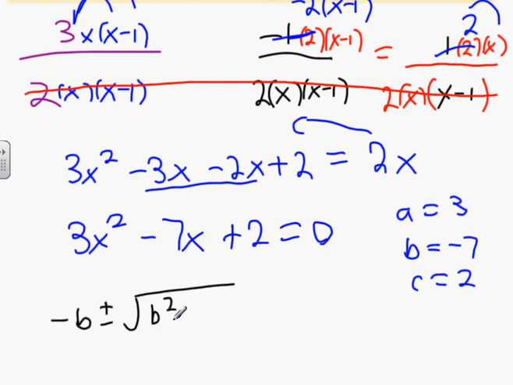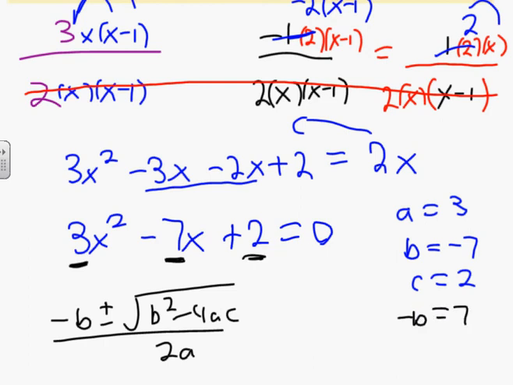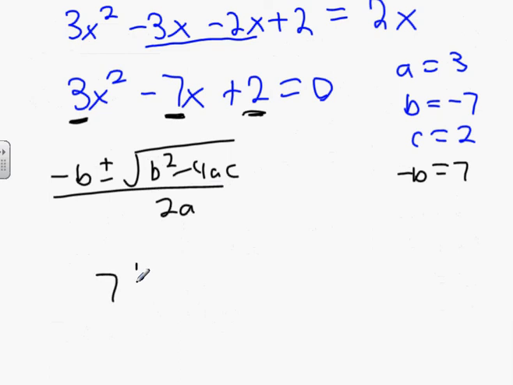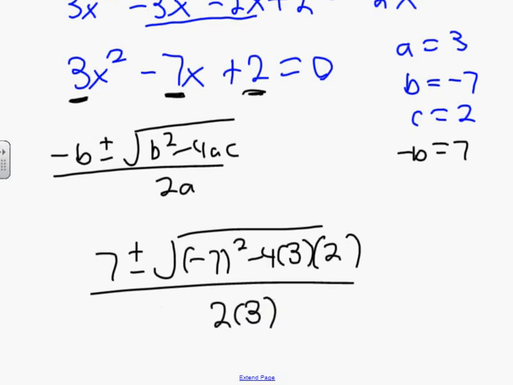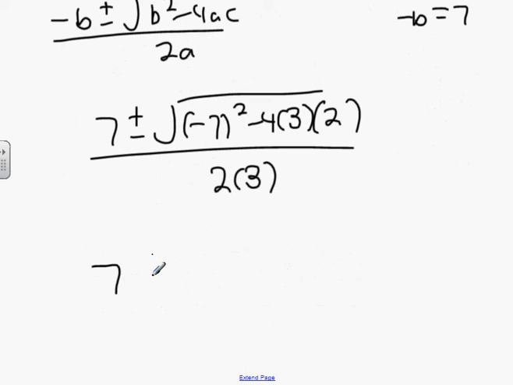Now, can anybody tell me what is the a value? Oh, sorry, I already did it. 3, b value, c value, 2. What's the minus b value then? 7. So, we're going to have 7 plus or minus the square root of minus 7 squared minus 4 times 3 times 2 all divided by... Anybody? 2 times 3. Now, you're going to have 7 plus or minus.